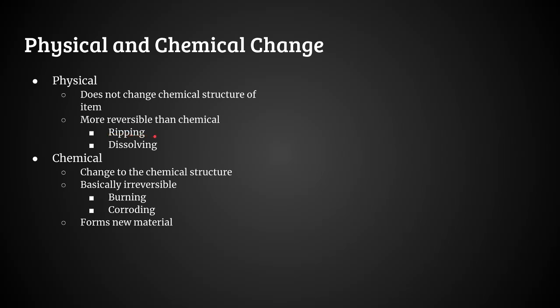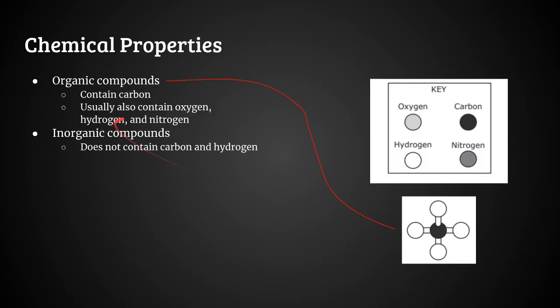If I take this paper and rip it, it's still paper. Chemical, if we change the chemical structure of it, it's pretty irreversible, so burning something, you're not gonna magically turn it back into wood after it's already been burned. And also corrosion. And important, it forms a new material most of the time.